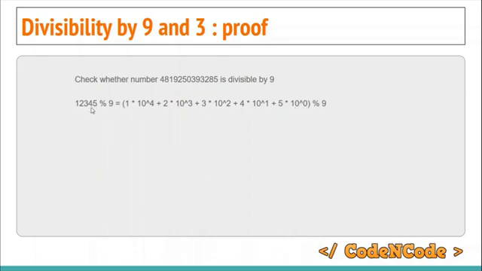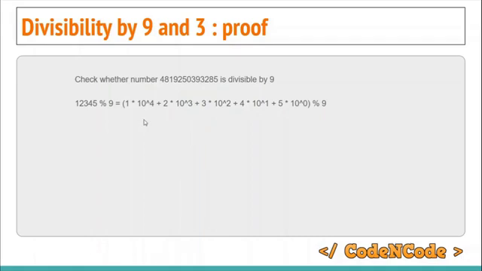4 is at index 1, so 4 would be multiplied with 10 raised to power 1, and so goes for the other digits. Digit 3 is at the second index, so it would be multiplied with 10 raised to power 2, 2 into 10 raised to power 3, 1 into 10 raised to power 4. If you apply all this and then add, you would get this number. I'm just writing it down in the base 10 format.